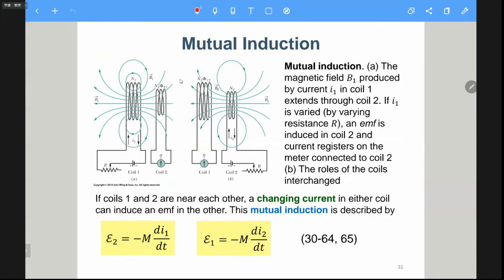Okay, so in the last part of this chapter, we will talk about the mutual inductance. Mutual inductance is somehow like a transformer.